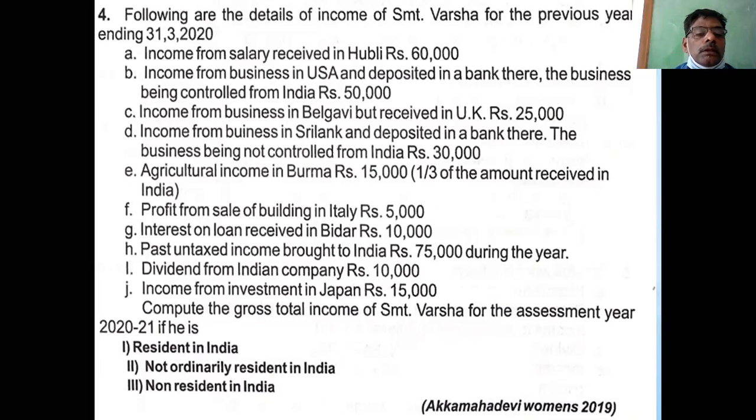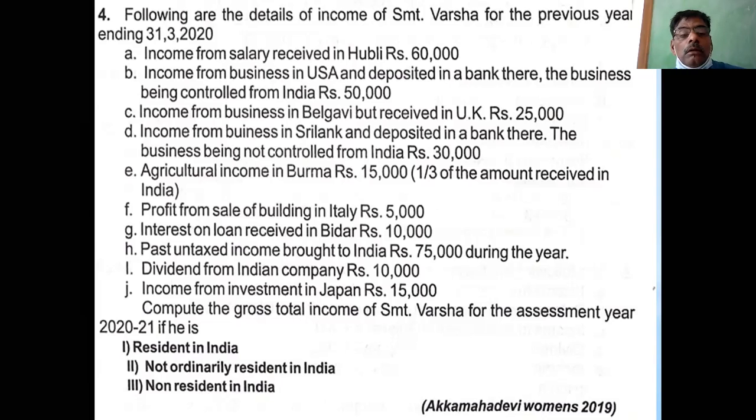And the last point is income from investment in Japan. Income from investment is there. It is in Japan. Received word is not there. Earning word is in Japan. Received is not known. Therefore, it is received and earned outside India. Therefore, it comes to the first column only. Okay. You draw the table and put the amount.